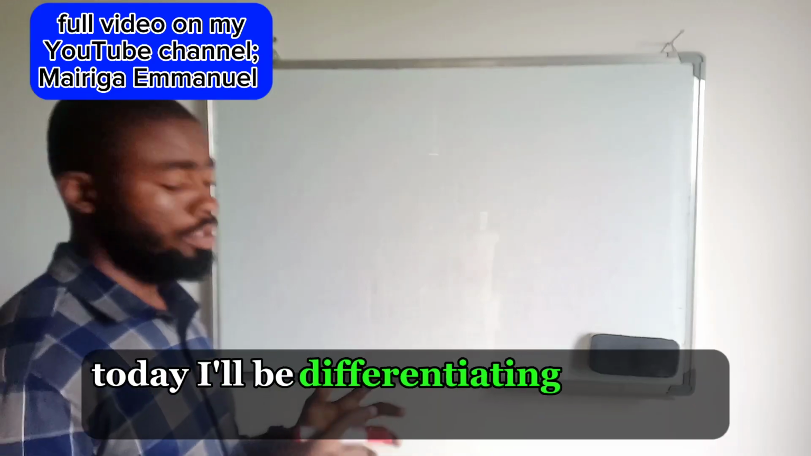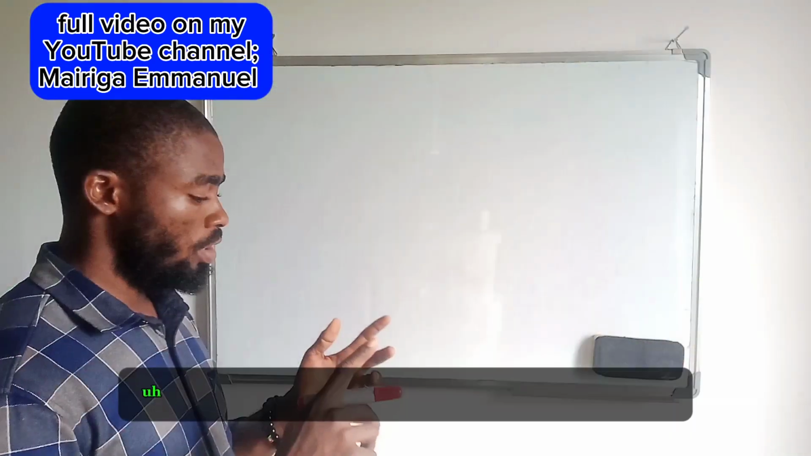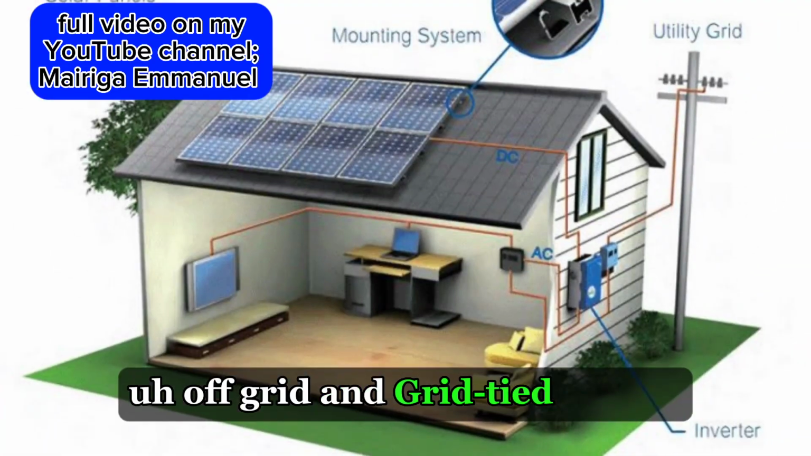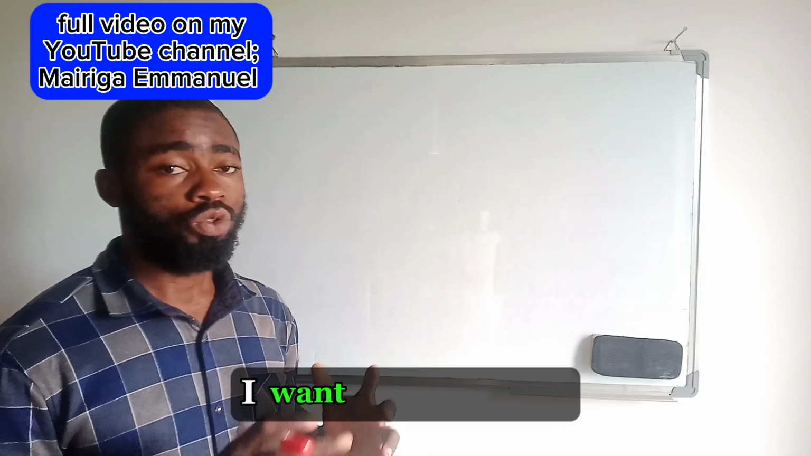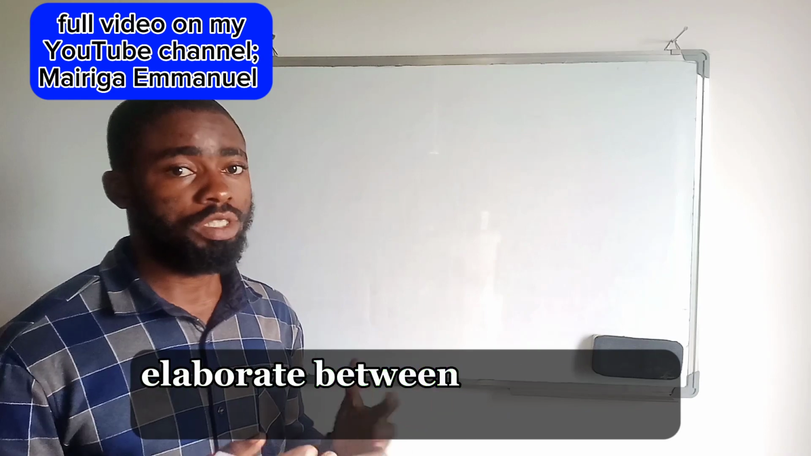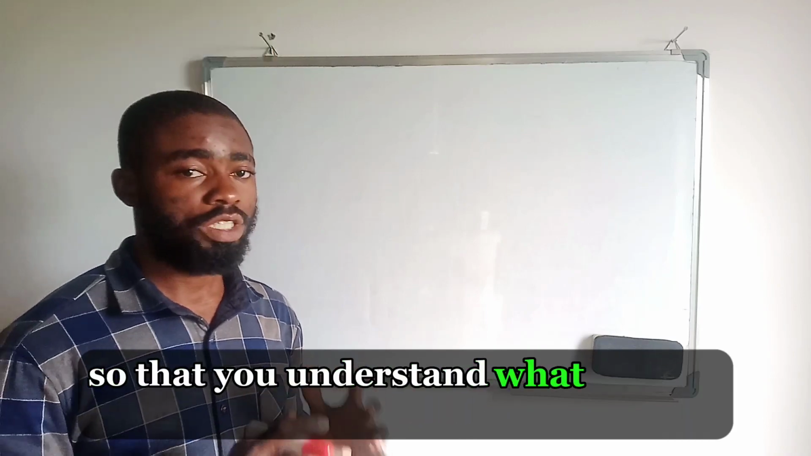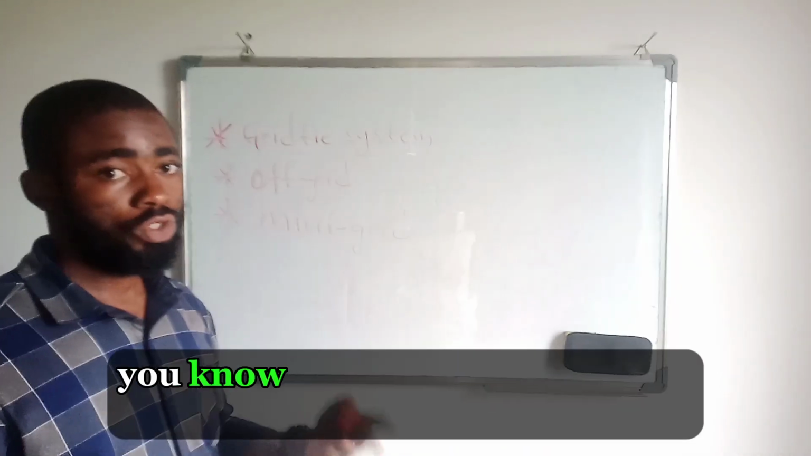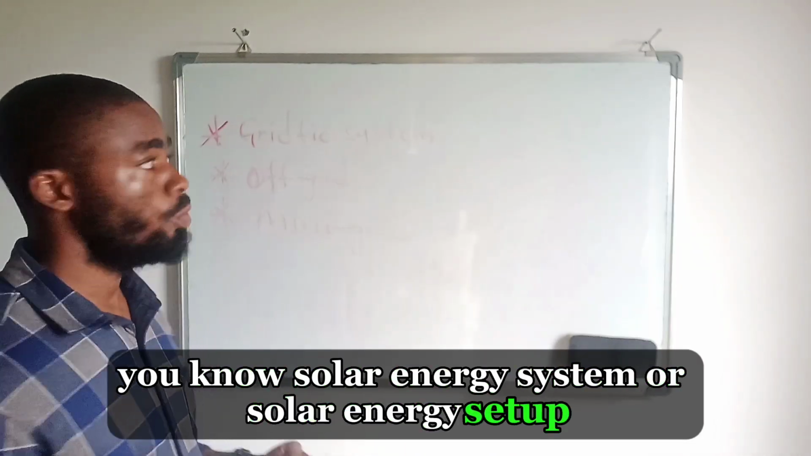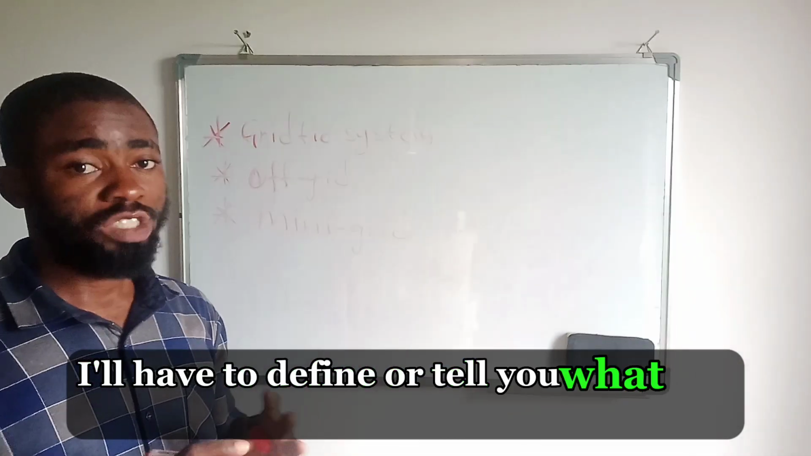Today I'll be differentiating between mini grid, off grid, and grid tie system. Since these words are confusing most people, I want to elaborate on these three systems so that you understand what each of them means. Before I proceed further in explaining these three types of solar energy setup, I'll have to define or tell you what grid is all about.